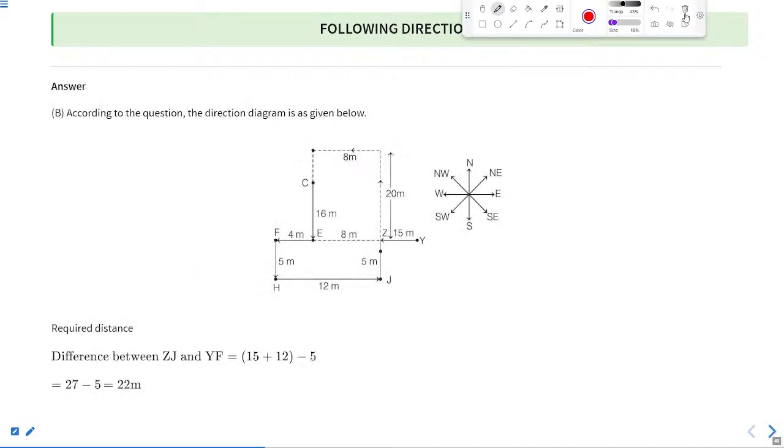According to the question, the direction diagram is given below. CE is 16, EF 4, FH 5, HJ 12, then YZ 15, ZJ 5. So the distance between the ZJ and YF lines is 15 plus 12 minus 5, 27 minus 5, which is 22.